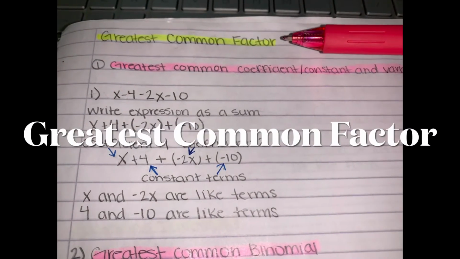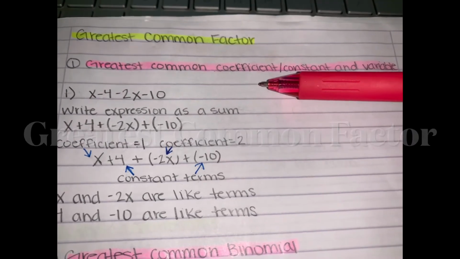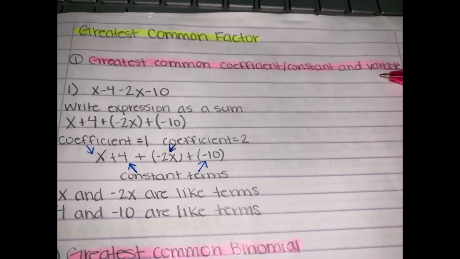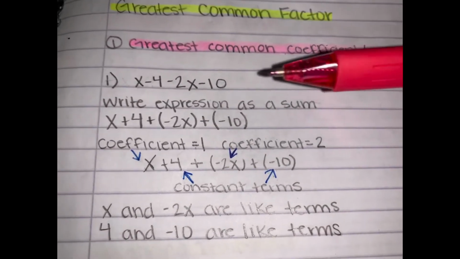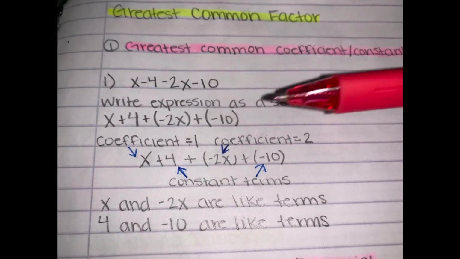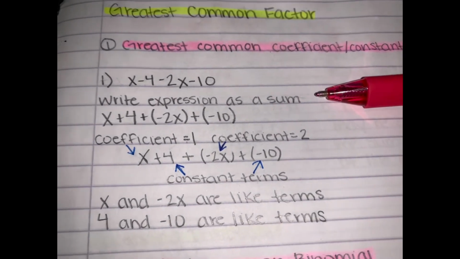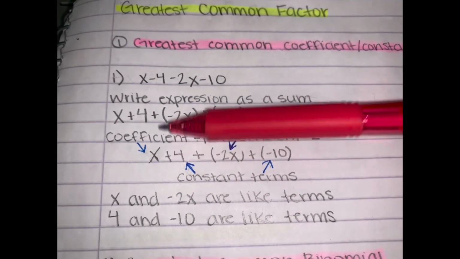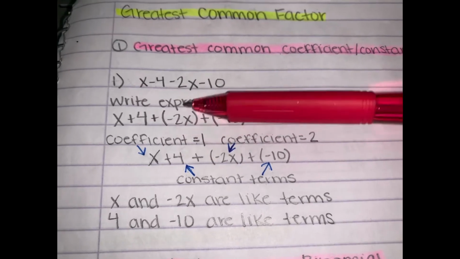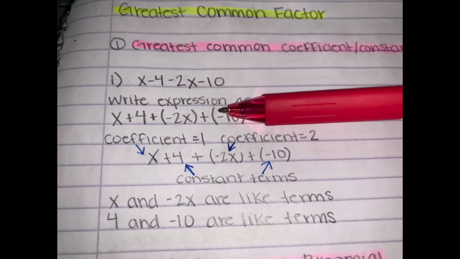For the first section, we have greatest common factor, and for the first part, it's greatest common coefficient, constant, and variable. So for the first one, I put x minus 4 minus 2x minus 10. And then for my next step, I wrote the expression as a sum, which would be x plus 4 plus parentheses negative 2x plus parentheses negative 10.